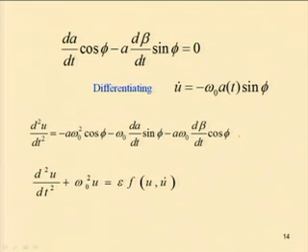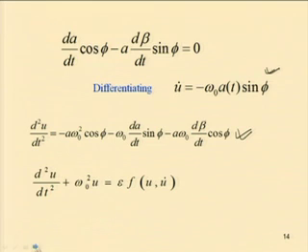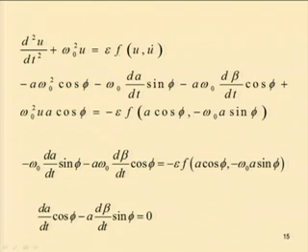Substituting these equations, that is d square u by dt square, u dot equal to minus omega 0 a(t) sin phi, and also du by dt equal to minus a omega 0 sin phi plus dA by dt cos phi minus a d beta by dt sin phi, in the governing equation, one obtains this equation: minus a omega 0 square cos phi minus omega 0 dA by dt sin phi minus a omega 0 d beta by dt cos phi plus omega 0 square a cos phi equal to epsilon f of a cos phi and minus omega 0 a sin phi.